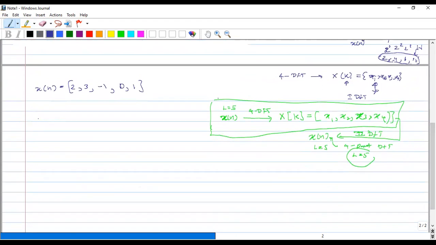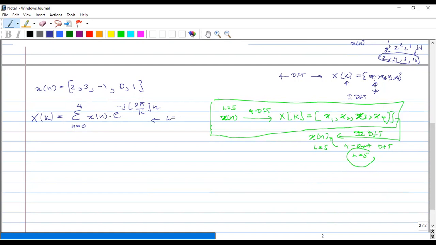Now our X[k] will be the sum from n equal to 0 to, normally we have to take N minus 1. N minus 1 means we have to calculate up to 3, but here we have to calculate up to 4. So I will put 4 here: n equals 0 to 4, x[n] e to the power minus j 2π by 5 k n. So this is for our case.